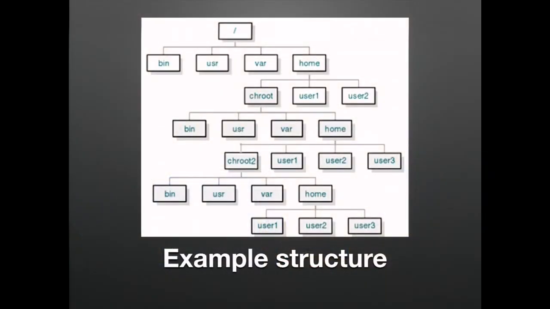So we have the original root here. Under the original root, in the home directory, you can find the chroot environment here. If you call the chroot system call on this directory, then your process won't be able to access anything above the chroot directory. That's the main point of chroot.